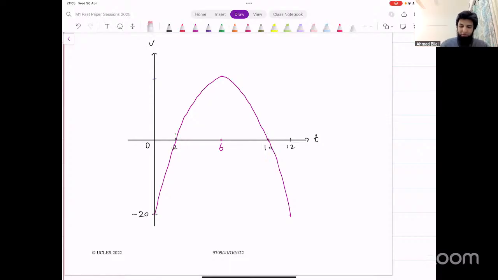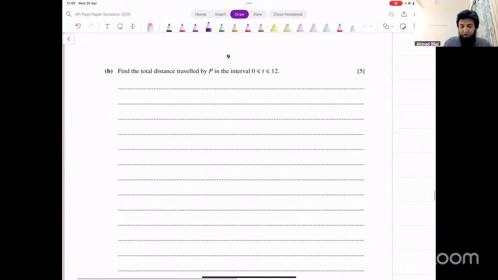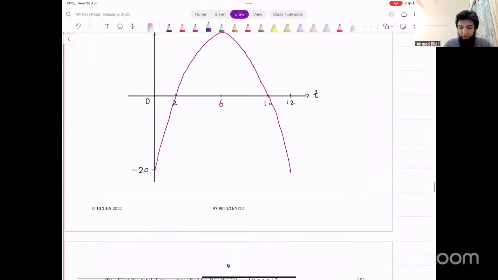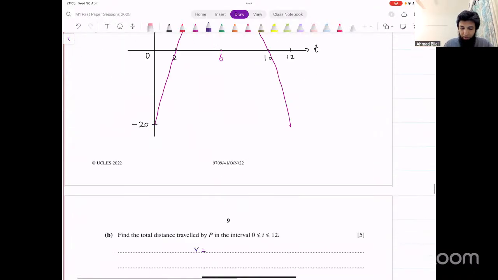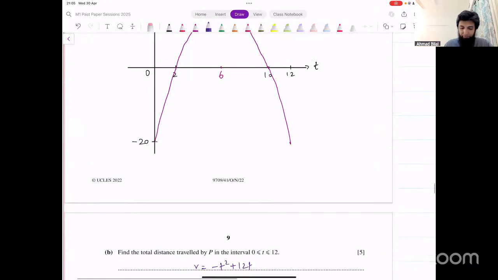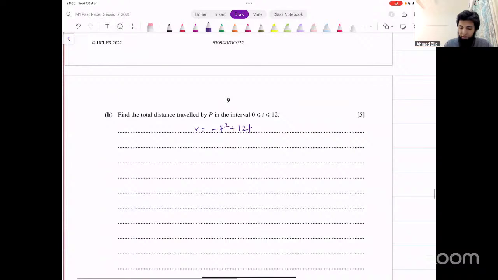Now, to simplify our working, one idea could be that we find the displacement function from this. What's the displacement function going to be? The velocity function is V equals minus t squared plus 12t minus 20. We find the displacement function from this: minus t cubed over 3 plus 12t squared over 2, that will be 6t squared, minus 20 times t. And then you input limits in this.